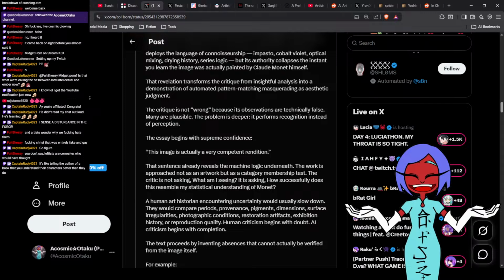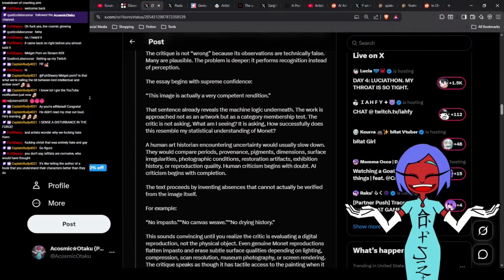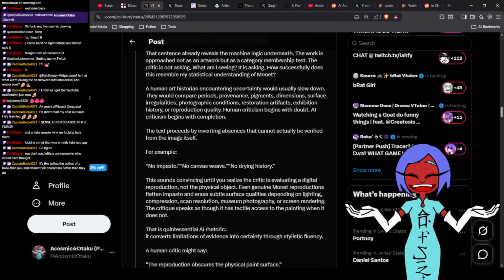The revelation transforms the critique from insightful analysis into a demonstration of automated pattern matching masquerading as aesthetic judgment. The critique is not wrong because its observations are technically false. Many are plausible. The problem is deeper. It performs recognition instead of perception. The essay begins with supreme confidence. This image is actually a very competent rendition. The sentence already reveals the machine logic underneath. The work is approached not as an artwork, but as a category laboratory membership test. The critic is not asking, what am I seeing? It is asking, how successfully does this resemble my statistical understanding of Monet?